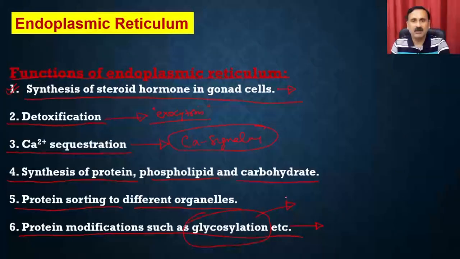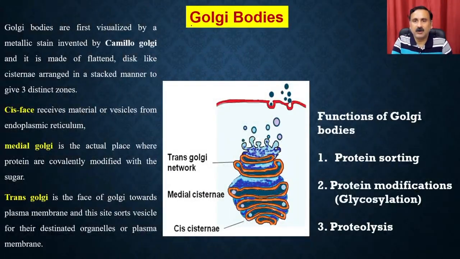Then we talk about the next organelle, and the next organelle is the Golgi bodies. The Golgi bodies were first visualized by a metallic stain, which is called the Golgi stain.